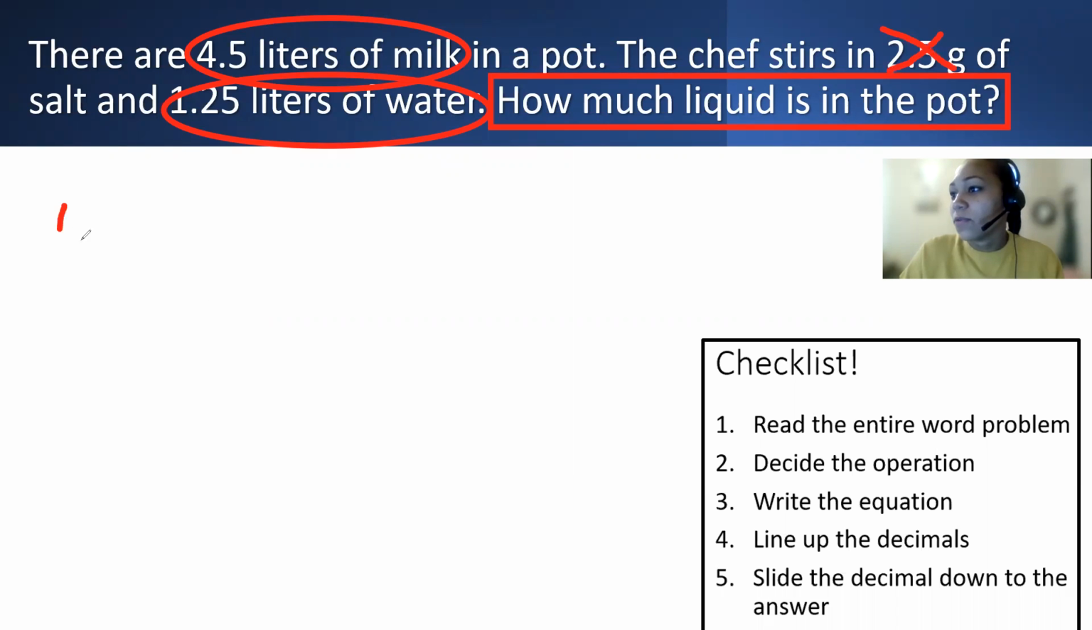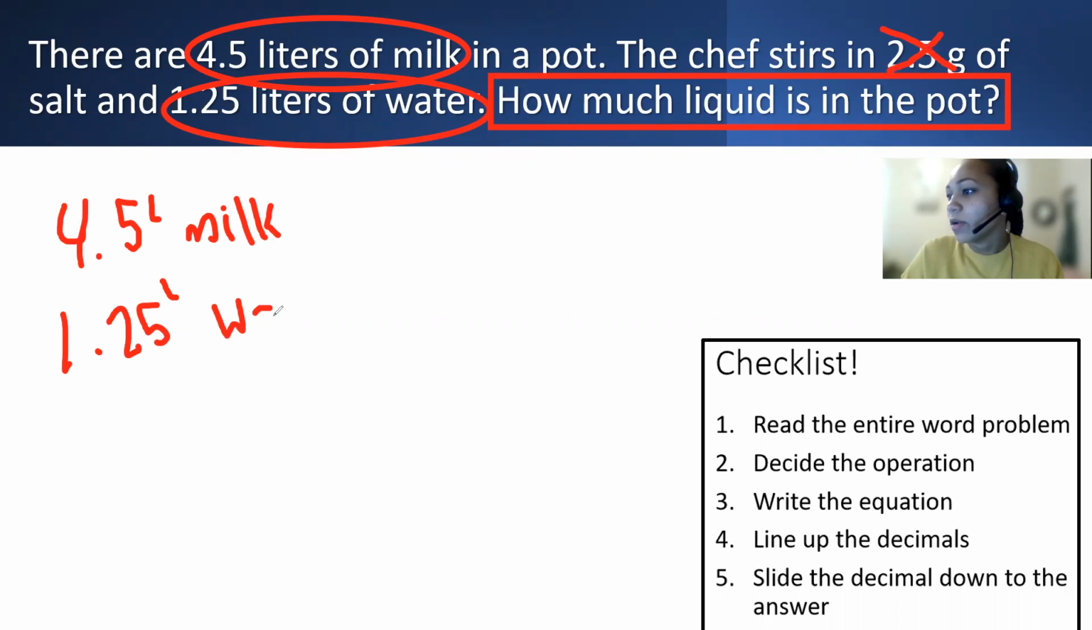All right, so he has 4.5 liters of milk. So I'm gonna put an L for milk. And it's a little sloppy, but it's okay. And then we have 1.25 liters of water. And we want to know how much liquid is in the pot. So all together, how much is it all together? So we're putting it together. We are adding, because we put together. So I read the entire word problem. I decided the operation because I'm adding. Now I have to write the equation.